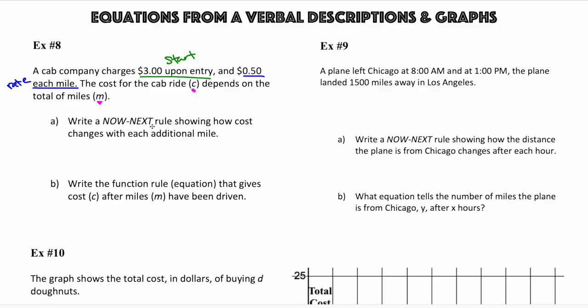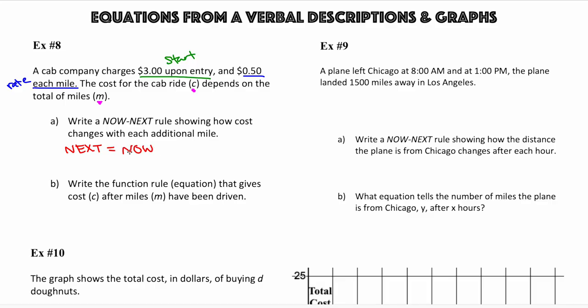So write a now-next rule showing how cost changes with each additional mile. What we have now is what we'll use to get our next. Our answer is our next. So it will be next equals, because what are we getting next? Our next is whatever we have currently, now. Now, this is not going to be the $3 right now. It's saying whatever we have now. So this could be down the road after we've done 10 miles. How much is the next mile going to cost? So what we do is say next equals now.